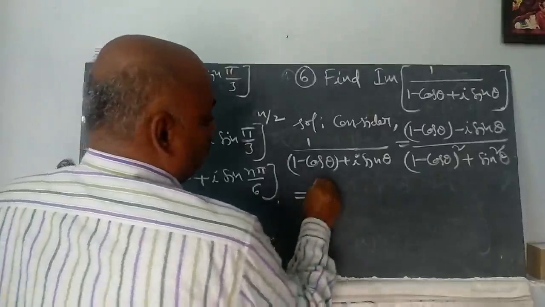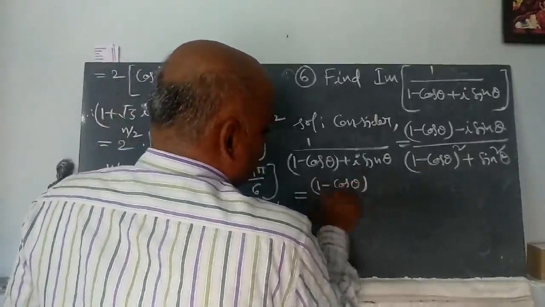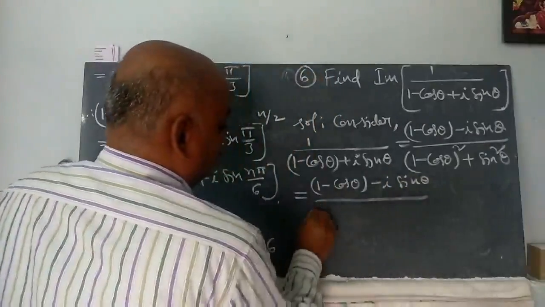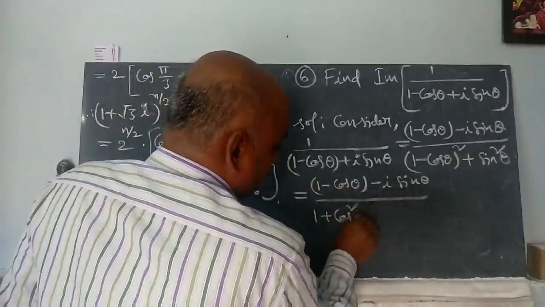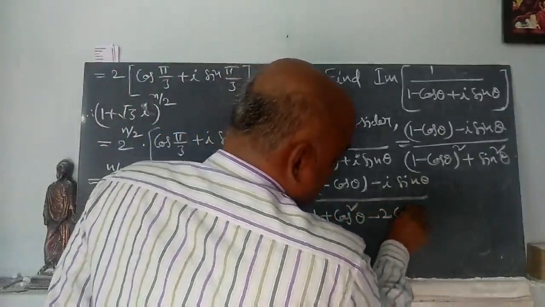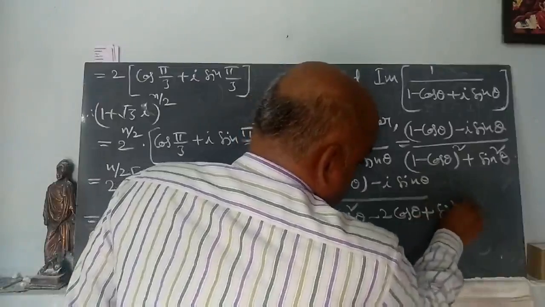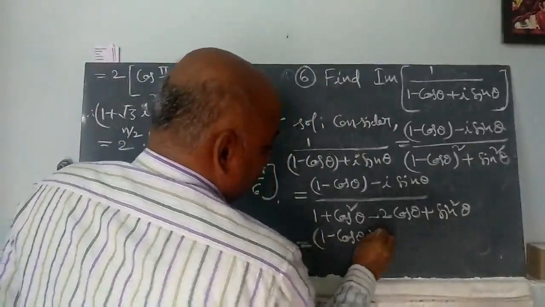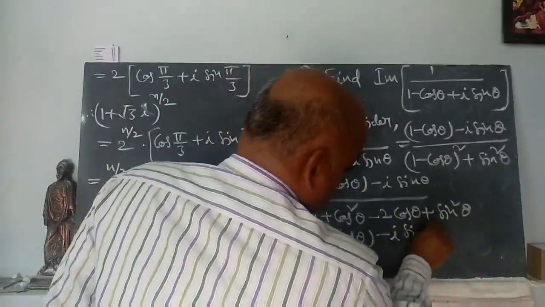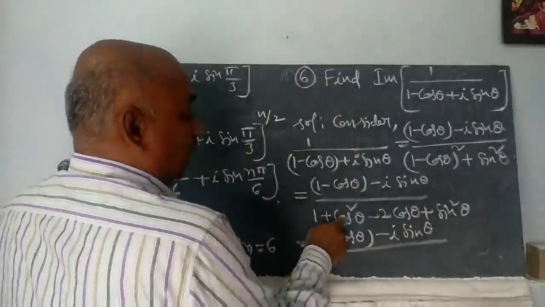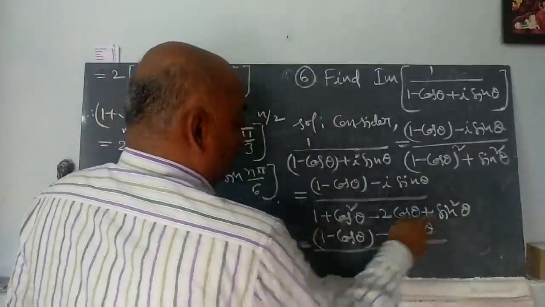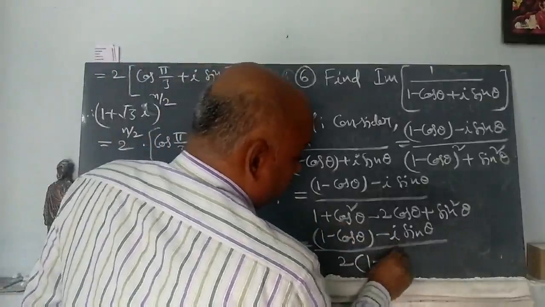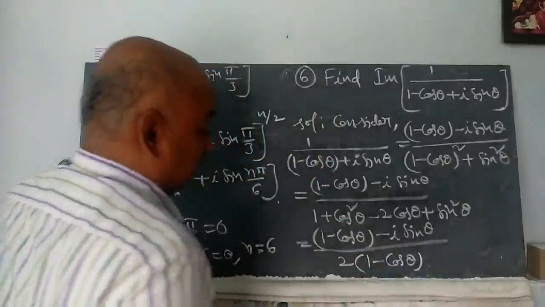This is equal to 1 minus cos theta minus i into sin theta whole by 1 plus cos square theta minus 2 cos theta plus sin square theta. This is equal to 1 minus cos theta minus i into sin theta whole by cos square theta plus sin square theta is 1, 1 plus 1, 2, 2 minus 2 cos theta. 2 is common, 2 into 1 minus cos theta.